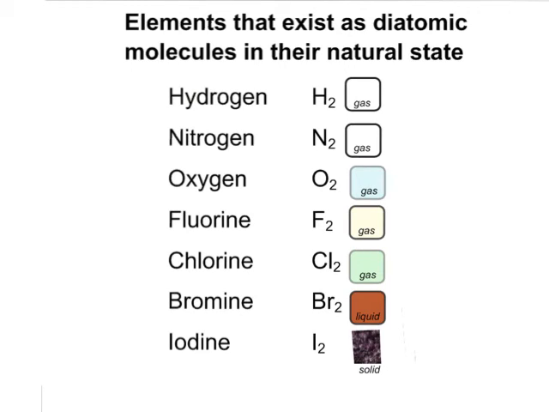Here we have a list of elements that exist as diatomic molecules in their natural state. So when you see naturally any of these molecules, they will exist diatomically. They travel around in pairs, in twos. So we have hydrogen, nitrogen, oxygen. Those are all very common gases that we encounter, and they are all diatomic molecules. Fluorine, chlorine, bromine, iodine, those are all halogens, and they are all diatomic as well.